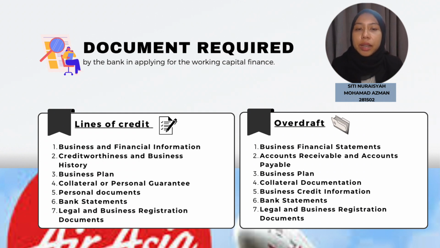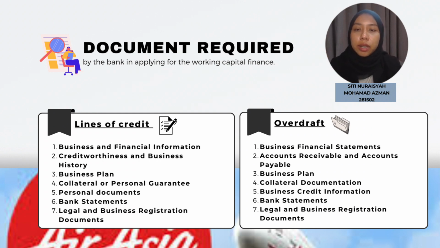Second one is creditworthiness and business history. To assess Asia's creditworthiness and evaluate the risk involved in issuing the line of credit, they could ask for the credit report and financial references. Number three, business plan. Prepare a comprehensive business plan showing how Asia is positioned to profit. Number four, collateral or personal guarantee. A personal guarantee entails personally ensuring the line of credit repayment.